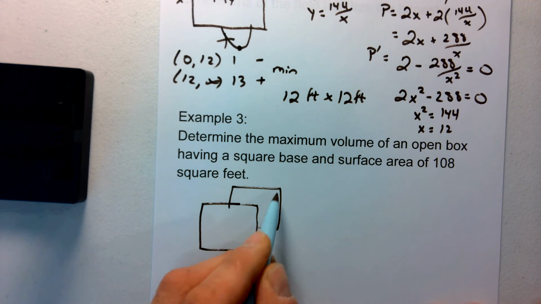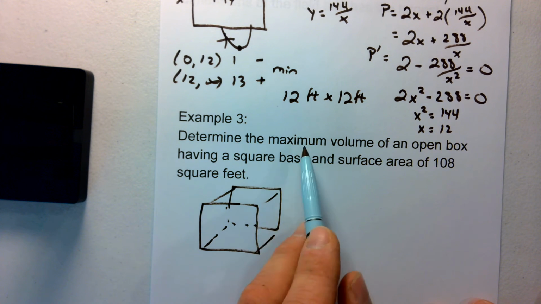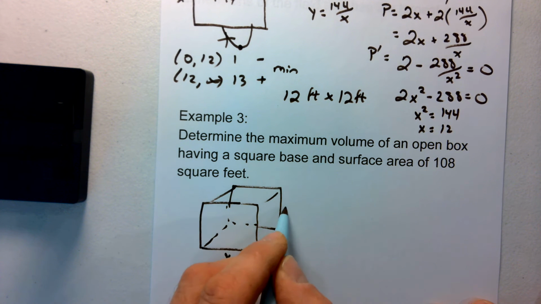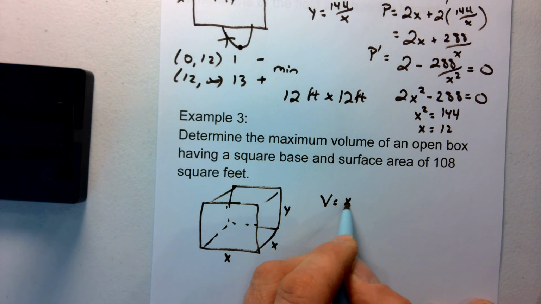So the first thing I'm going to do is draw my box in. Very crude looking box, but it's a box nonetheless. Let's see. We want a maximum volume. So the volume of this, well, we have a square base, so we say x and then y high. So that's going to be the volume of it, or x squared y.